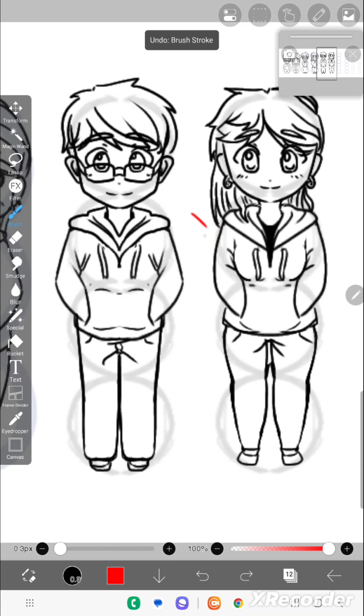And as you can see, this is just all curves for this female. I did not put almost any straights. The face is a curve, the hair is a curve, everything's a curve. And then for the male, we've obviously got these sharp edges, the way that it should be.